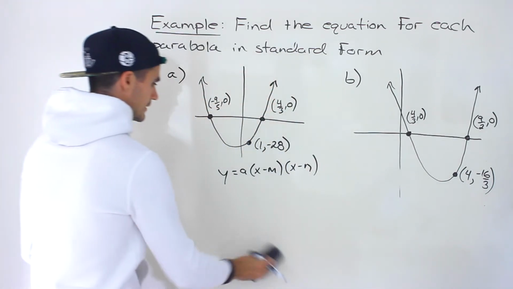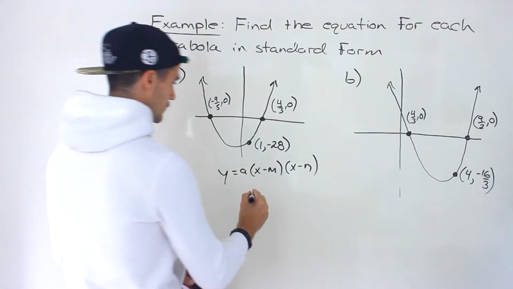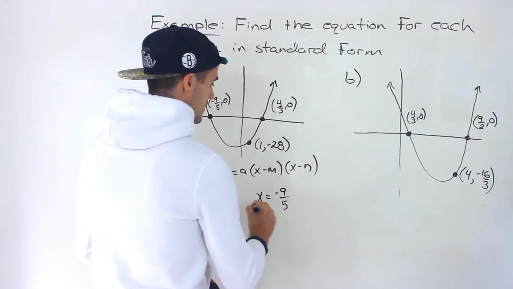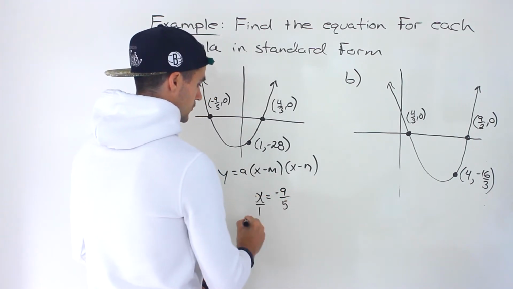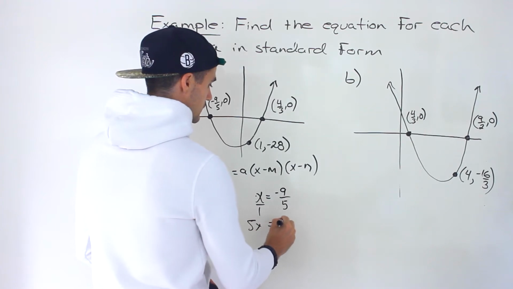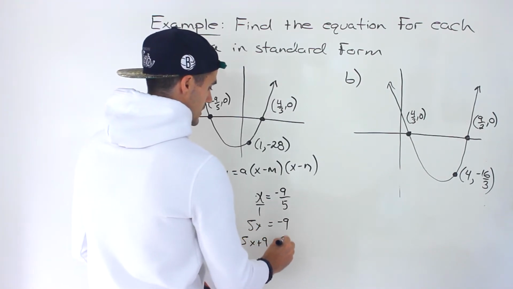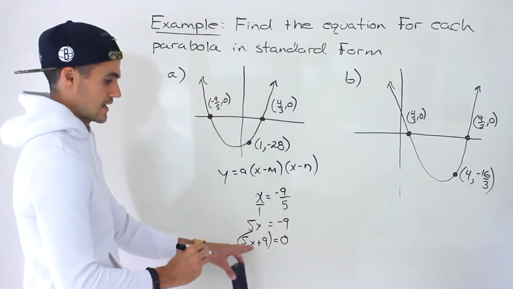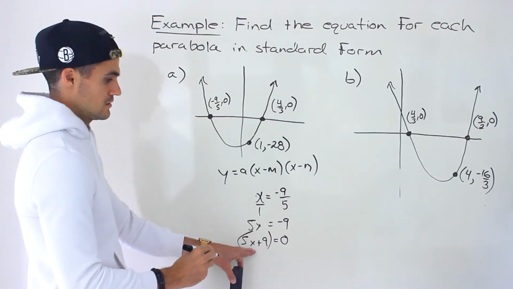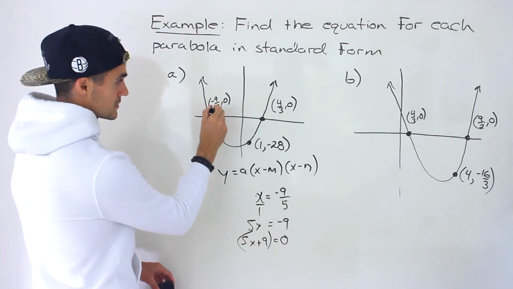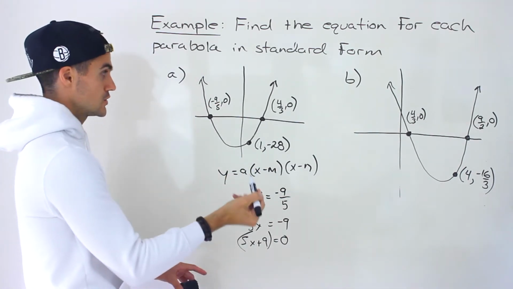So let's start off with this -9 over 5. So we have x equals -9 over 5. Put this over 1. Cross multiply. 5x equals -9. Bring the -9 over. We end up with 5x plus 9 equals 0. So 5x plus 9 is the factor from where we get the intercept of -9 over 5. That's how you go backwards.